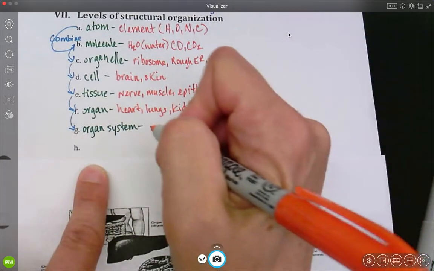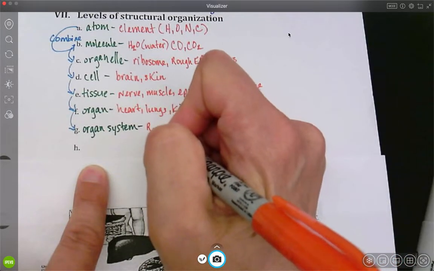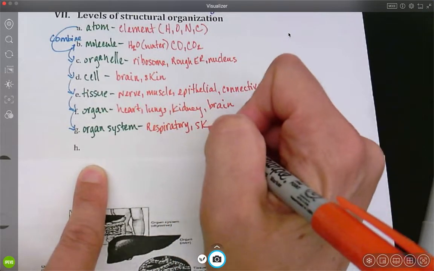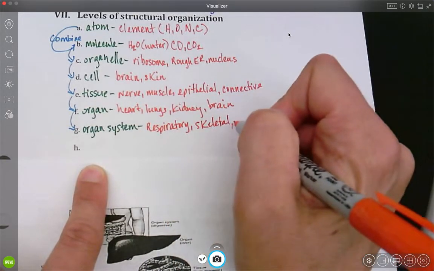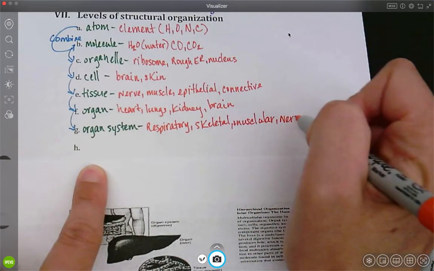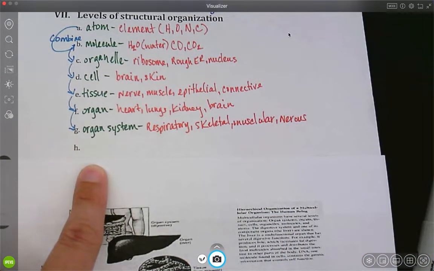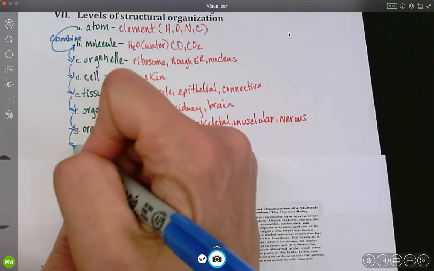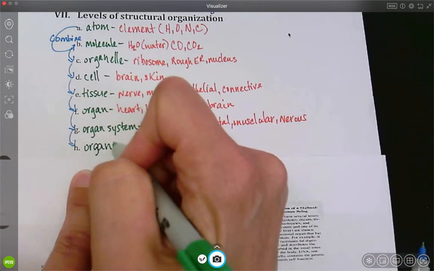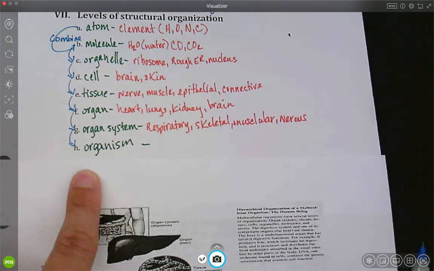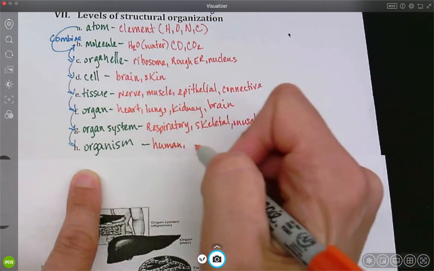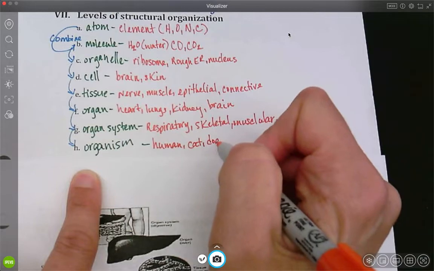So what are some of my organ systems? Well, that would be respiratory, skeletal, muscular, nervous, and then my systems together. So I take all those systems and I add them all up together, and what do I get? I get an organism. I get a human, a cat, a dog.